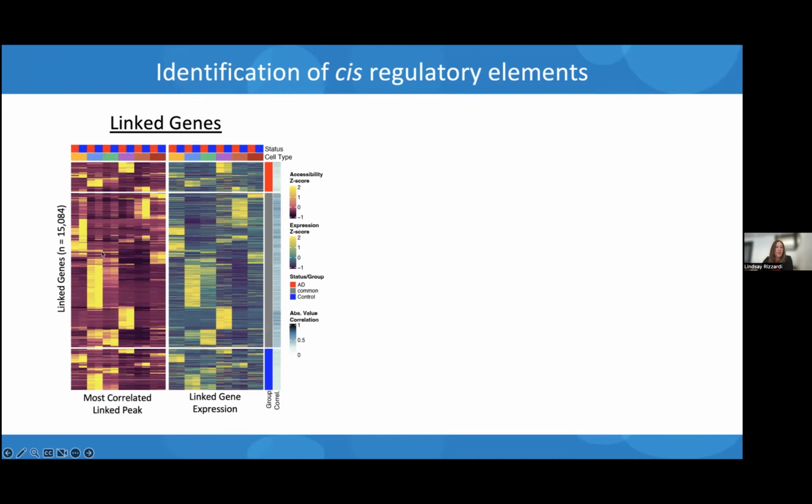And what you can see is that for the common linkages, we're plotting the correlation values here. So the higher correlation values seem to be found in common, but there's a lot more data supporting that. So that's not unexpected. But we do see that there are reasonably high correlation values for both the AD and control as well. And you can see that largely when it's accessible, you see high expression. So the majority of our linkages are positive correlations.